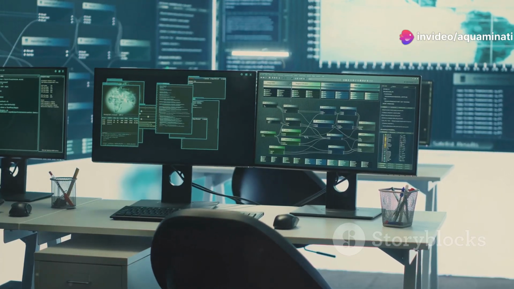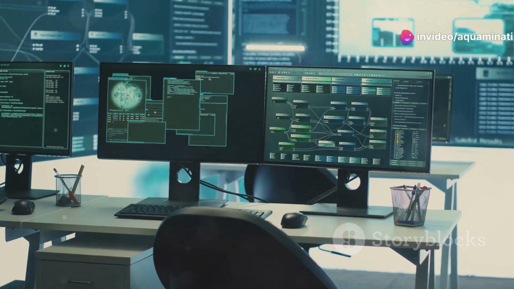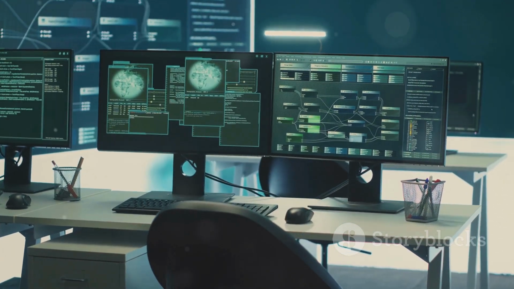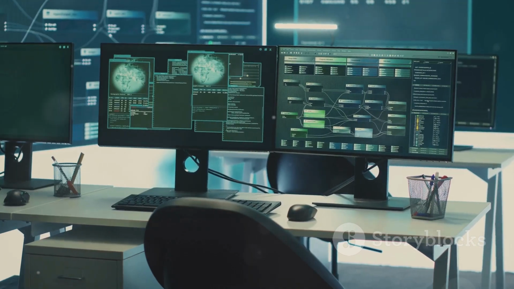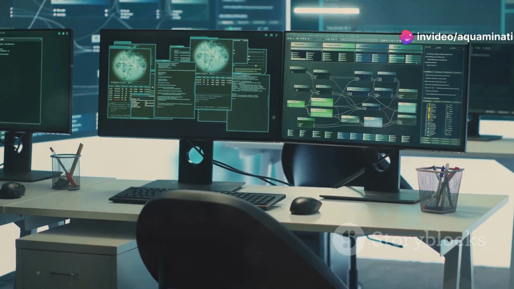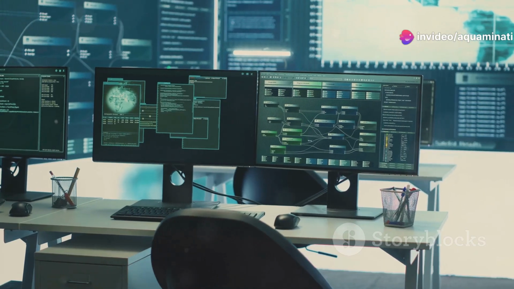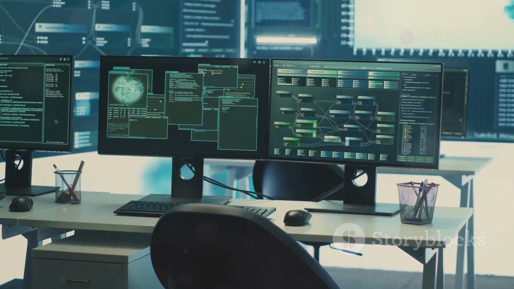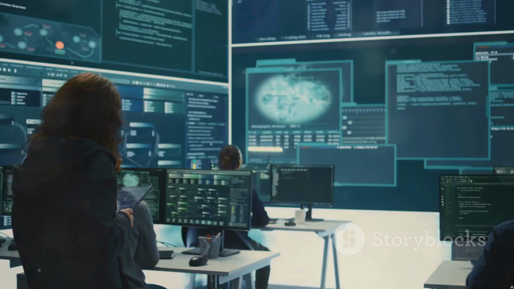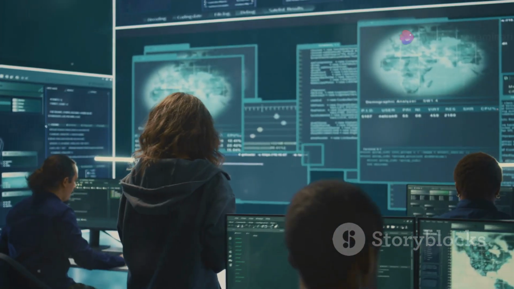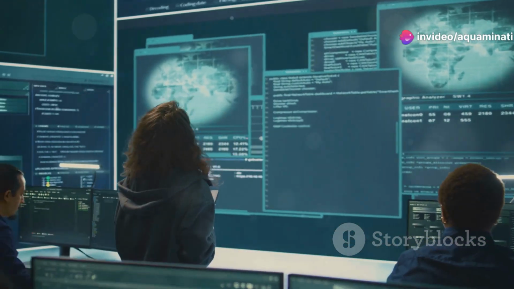This includes evaluating intrusion detection and prevention systems, which monitor network traffic for suspicious activity and can block or alert on potential threats. These systems are the first line of defense against cyber attacks. Security information and event management systems aggregate and correlate security event data from multiple sources, providing a centralized view of security events. This centralized view is crucial for quick and effective incident response.